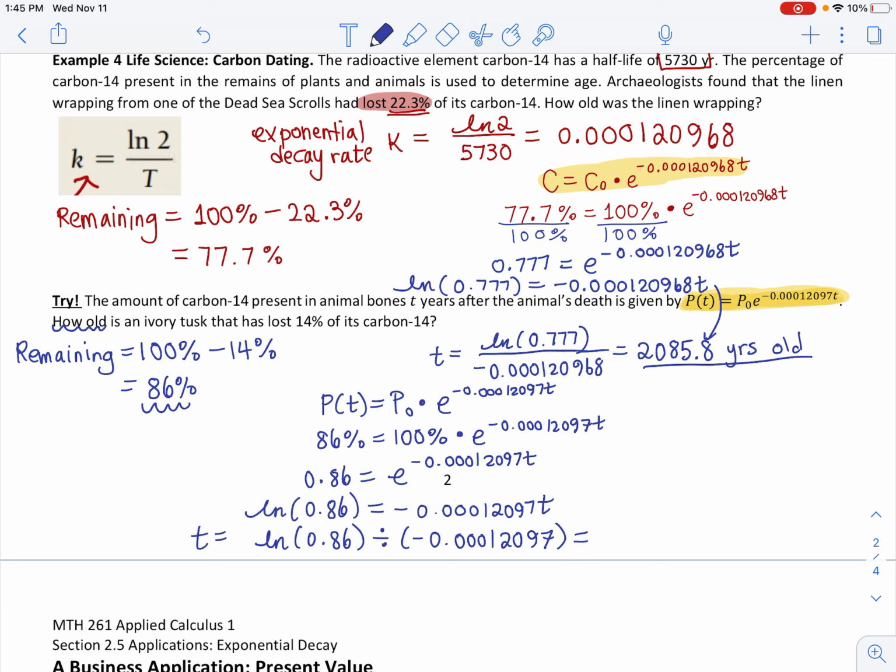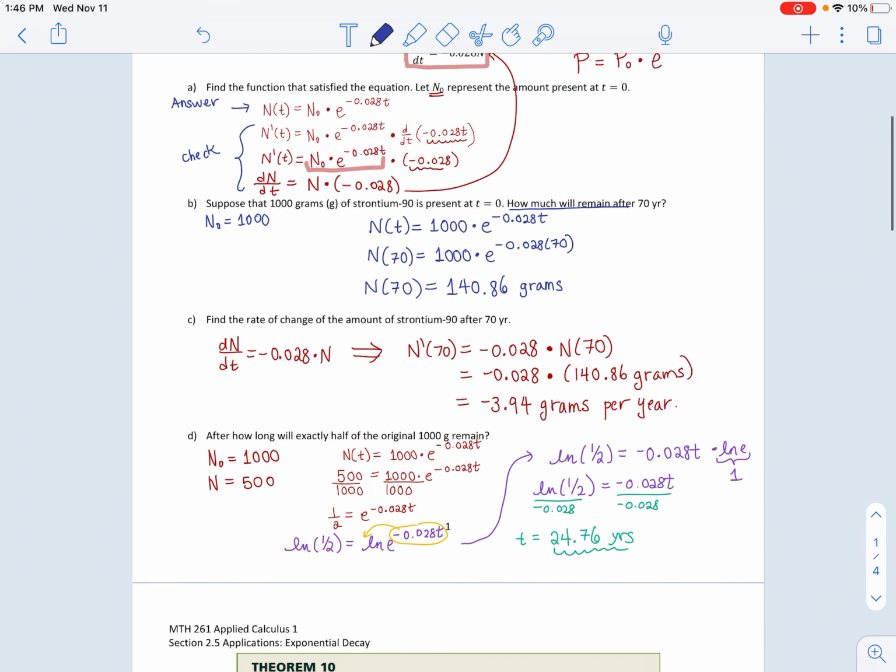All right, let's figure it out. Because archaeologists probably want their decimal answer rounded. Natural log of 0.86 divided by negative 0.0001209. And that comes out to be 1246.78. So this ivory tusk is over 1200 years old. So that's how mathematics can help archaeologists with all these random things they dig up, using the half-life formula and natural log, because of the exponential decay function.